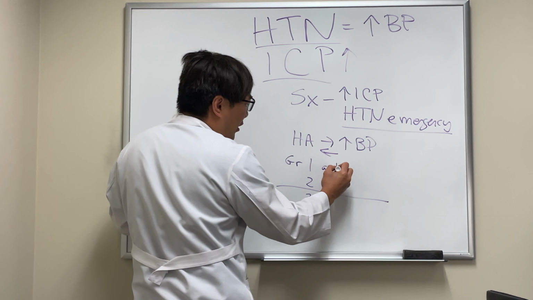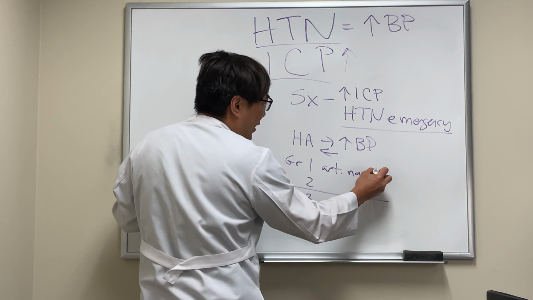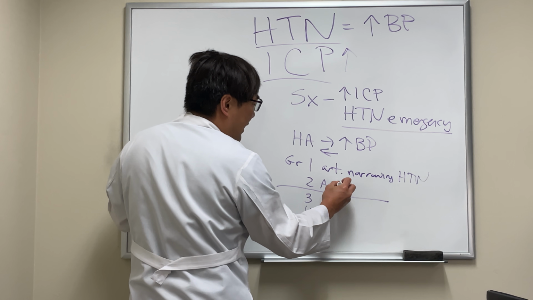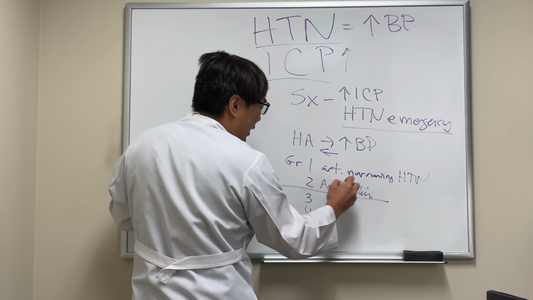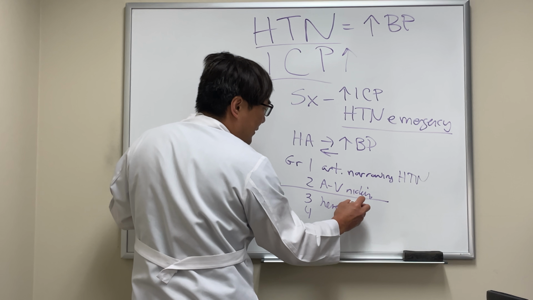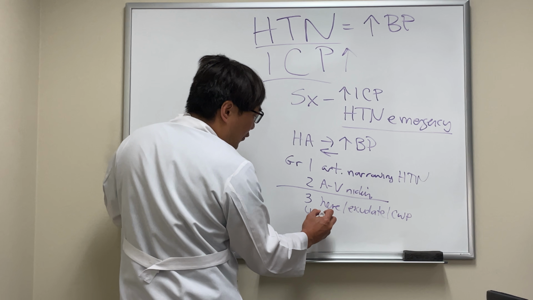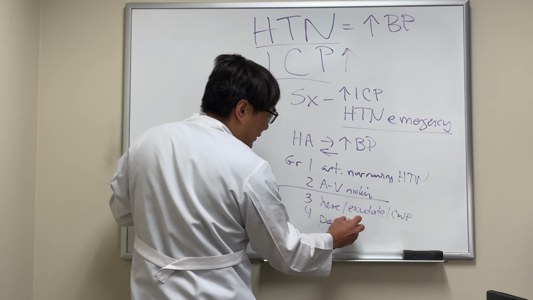You're going to have arterial narrowing for grade 1, hypertensive retinopathy. Grade 2 is the AV nicking. Grade 3 is where we're getting the hemorrhages, the exudate, and the infarcts, the cotton wool patches. And then grade 4 is defined as optic disc edema.